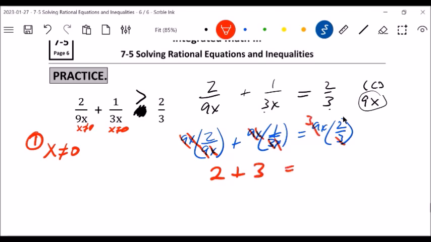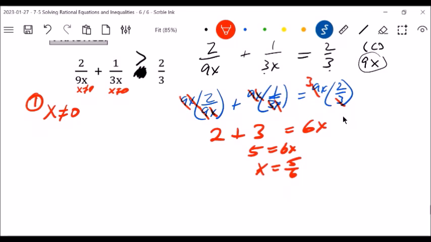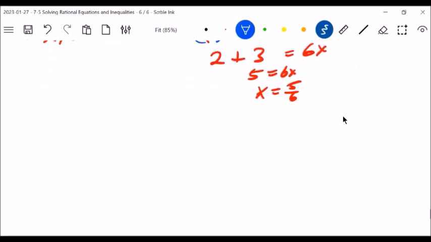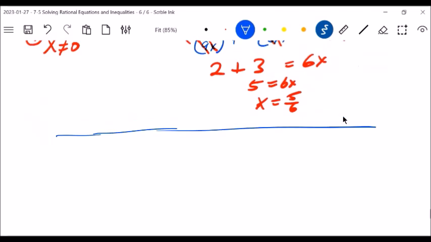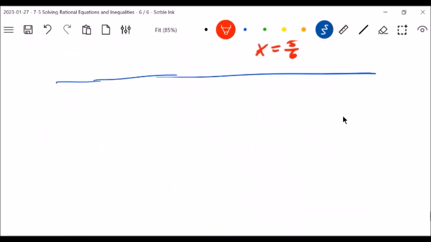3 goes into 9 3 times, so 3 times 2 is 6x. 5 equals 6x. X equals 5 over 6. Well, 5 over 6 is a little bit less than 1. So now that we have that, let's do the third thing. This was our second. Let's solve it like that. Our third one now is to do the number line.